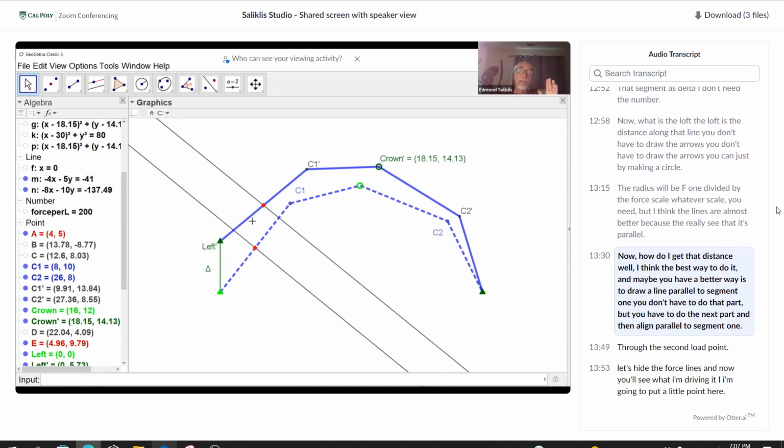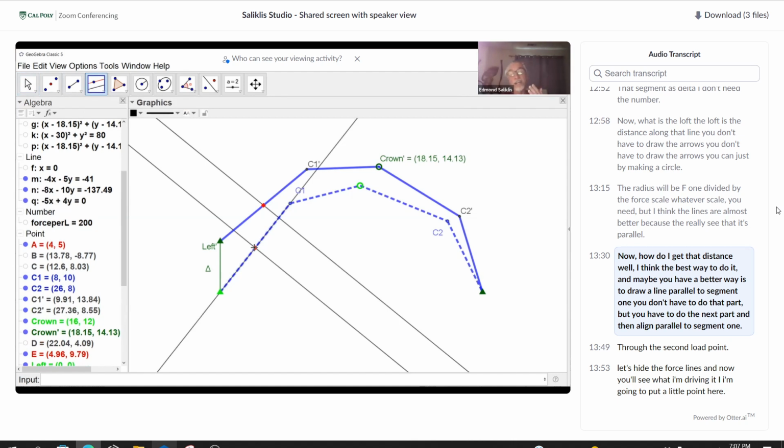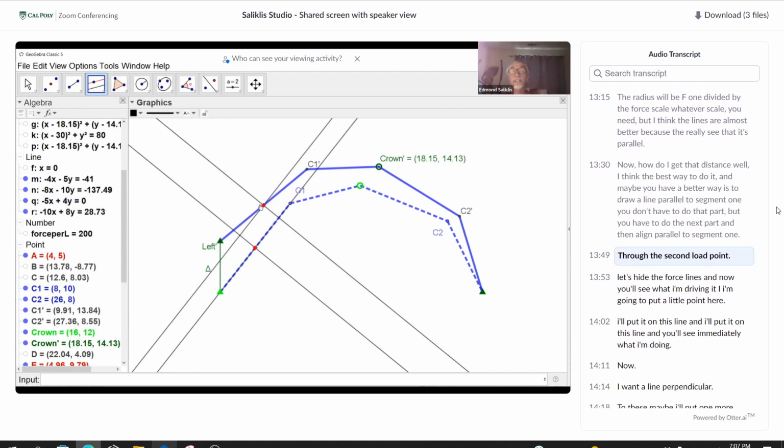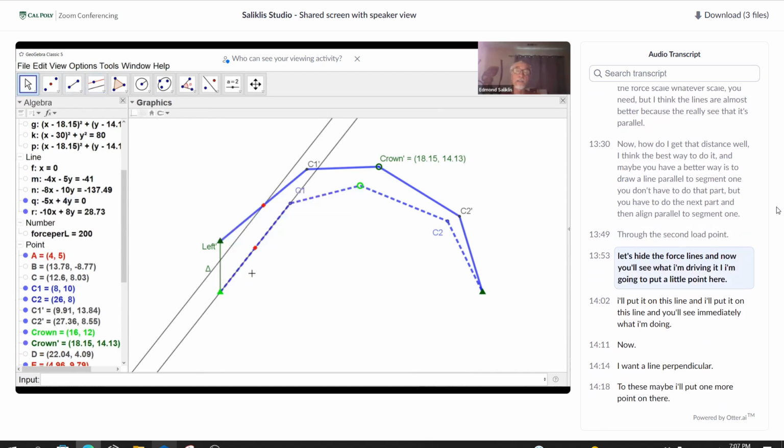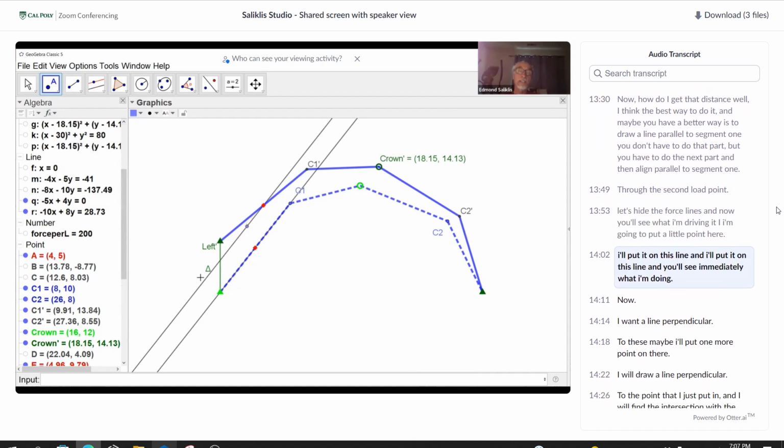Now, how do I get that distance? Well, I think the best way to do it, and maybe you have a better way, is to draw a line parallel to segment one. You don't have to do that part, but you have to do the next part. And then a line parallel to segment one through the second load point. Let's hide the force lines. And now you'll see what I'm driving at. I'm going to put a little point here. I'll put it on this line and I'll put it on this line. And you'll see immediately what I'm doing.